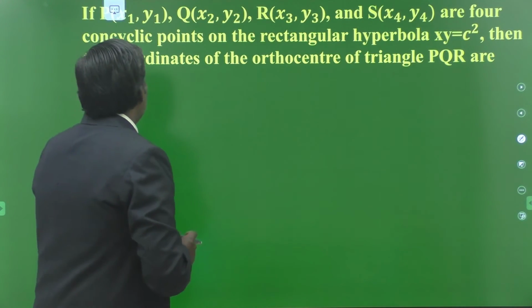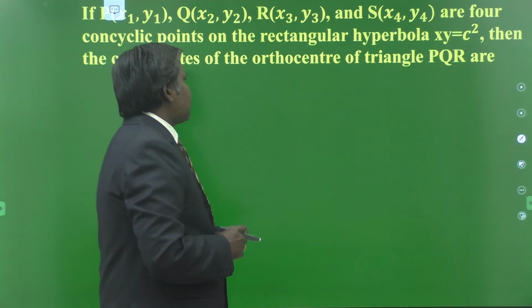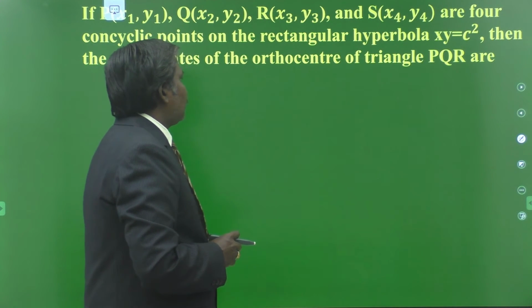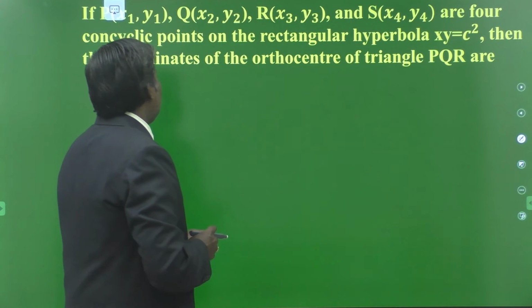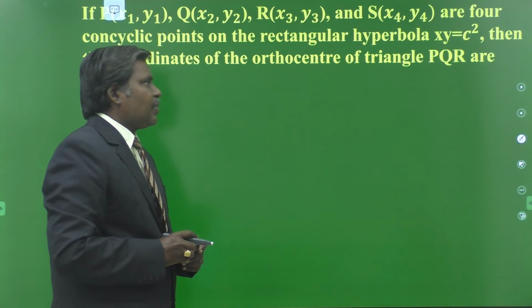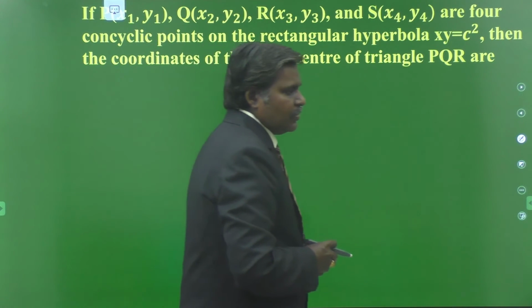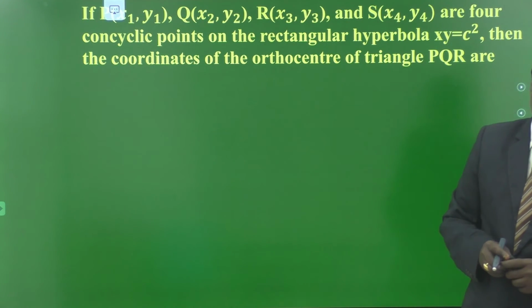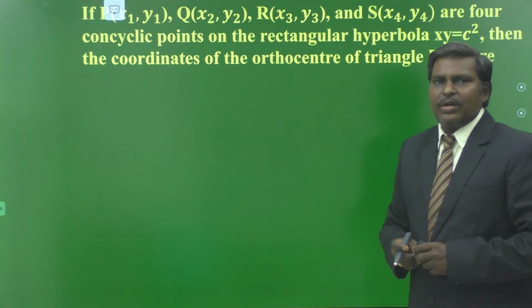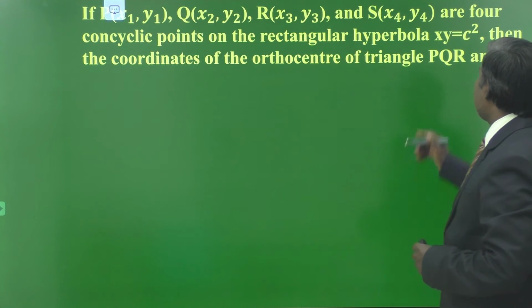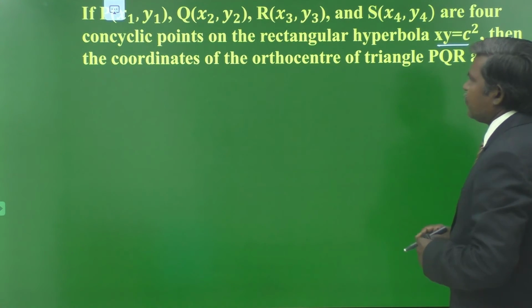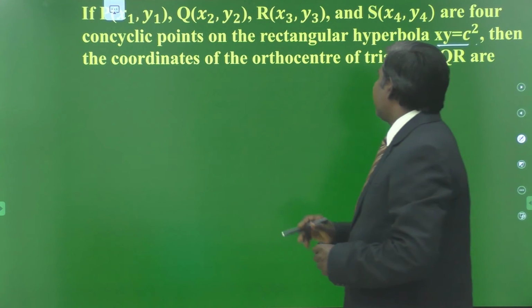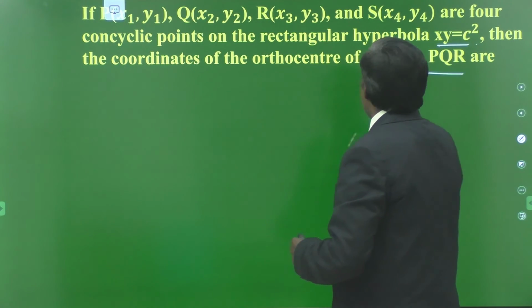If (x1, y1), (x2, y2), (x3, y3) and (x4, y4) are 4 concyclic points on the rectangular hyperbola xy = c square. So some circle intersects your rectangular hyperbola at 4 points. These 4 points are concyclic points on the rectangular hyperbola xy = c square. Then what are the coordinates of the orthocenter of the triangle PQR?